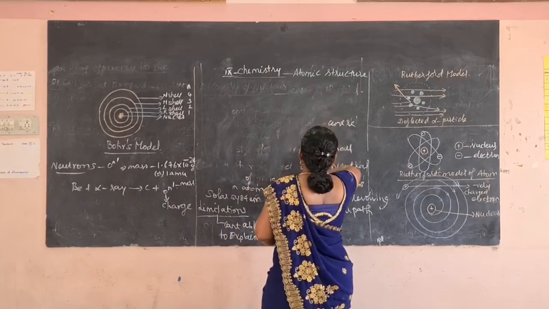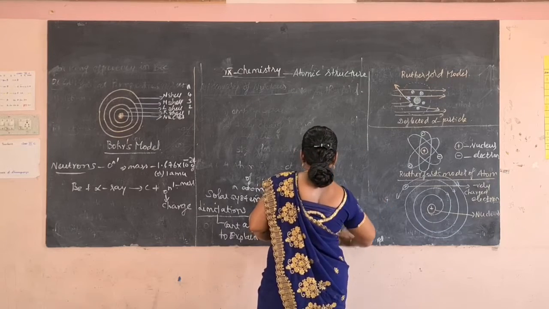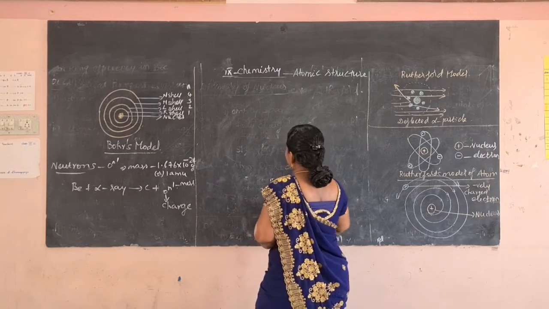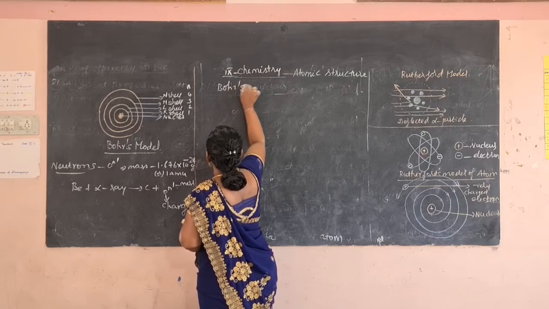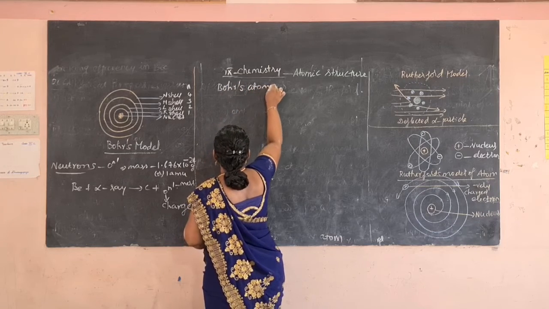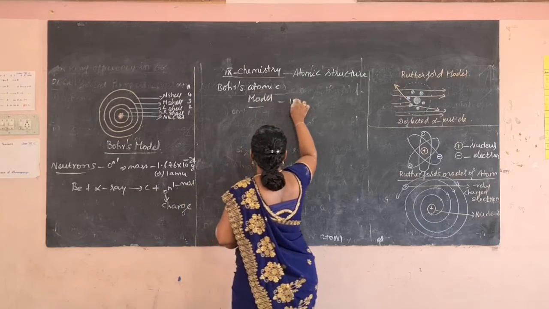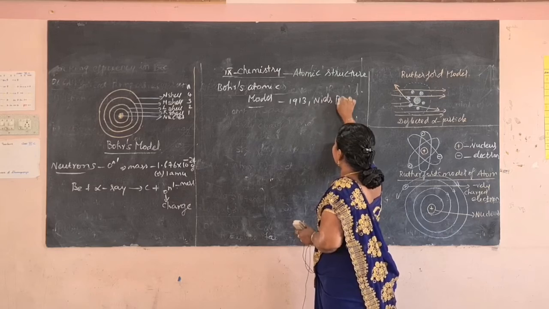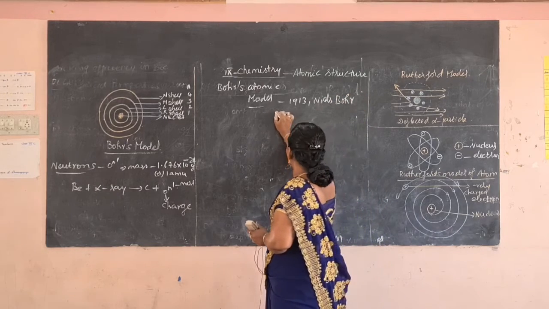Niels Bohr is a Danish physicist. Okay, he is not a chemist, he is a physicist. In 1913, Niels Bohr, Bohr's atom or Bohr's atomic model we'll see. So Bohr's atomic model in 1913, Niels Bohr, a Danish physicist, explained the stability of the atom.